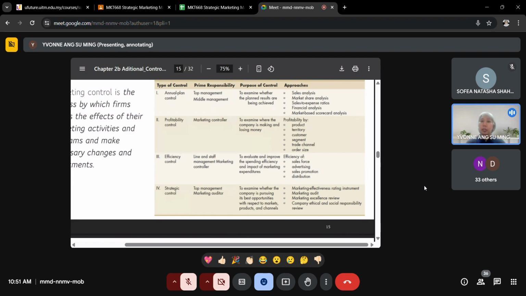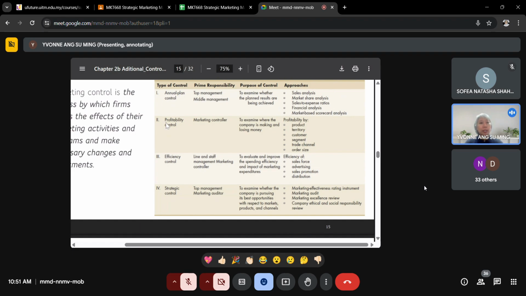But definitely they will monitor, right? What is their market share punya analysis, right? And then they will also be very concerned about how they are spending money. So based on how much sales they actually get, it is a result of how much money they actually have to spend to get those sales. So is this efficient or not typically, right? So you can see here, these are different approaches suggested that these are the typical ones or the common ones that we use to actually measure annual plan control.